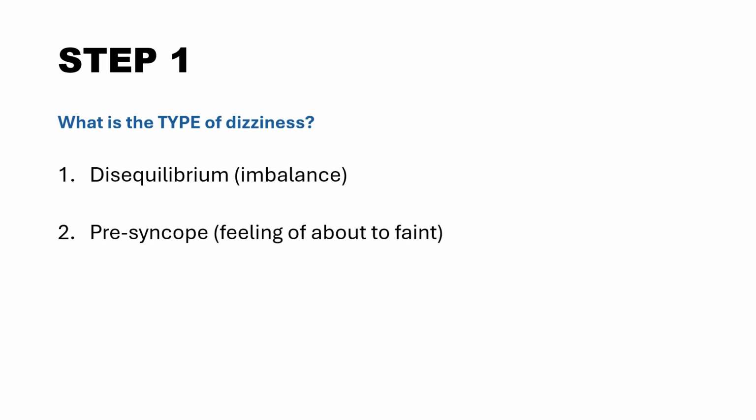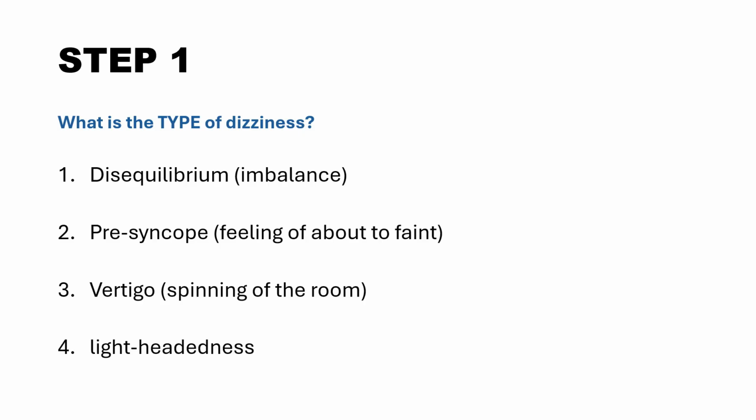The second type is presyncope. Presyncope means that they're about to have syncope, they're about to faint. The third type is vertigo. Vertigo means that when they change position, suddenly they'll have spinning of the room. And the fourth one is lightheadedness.